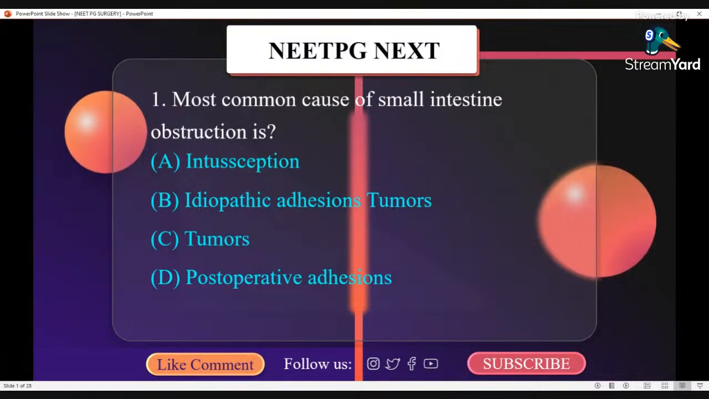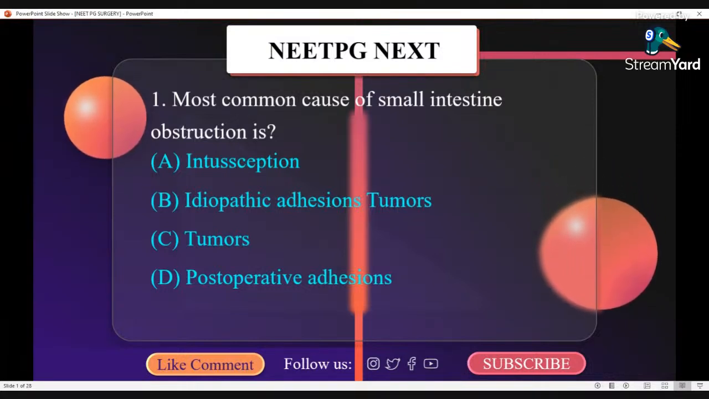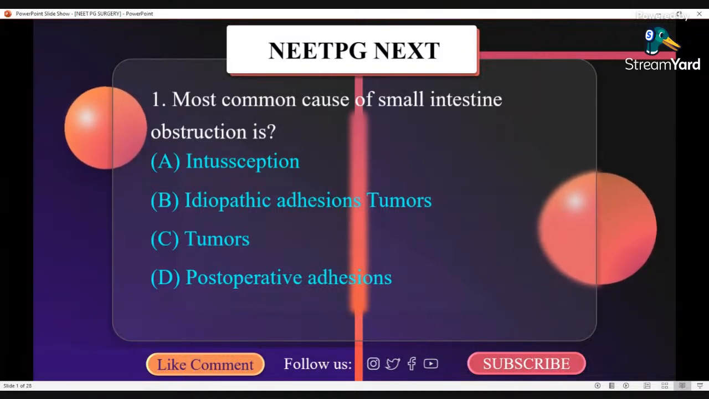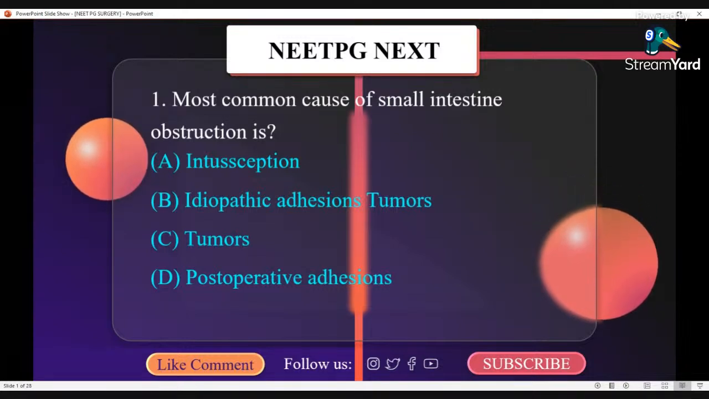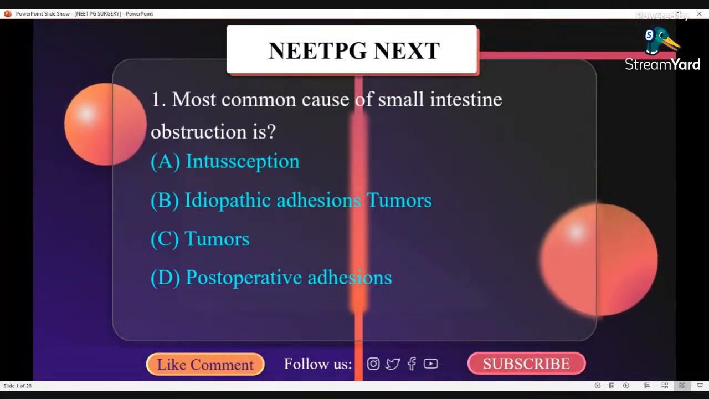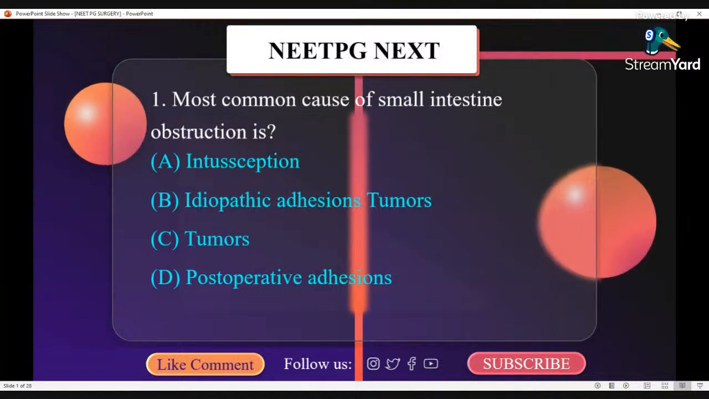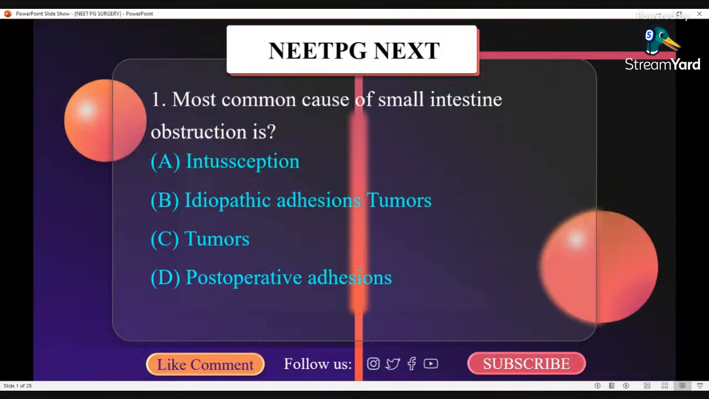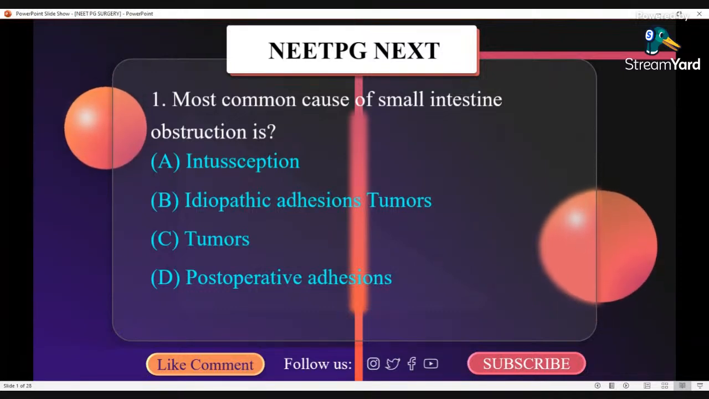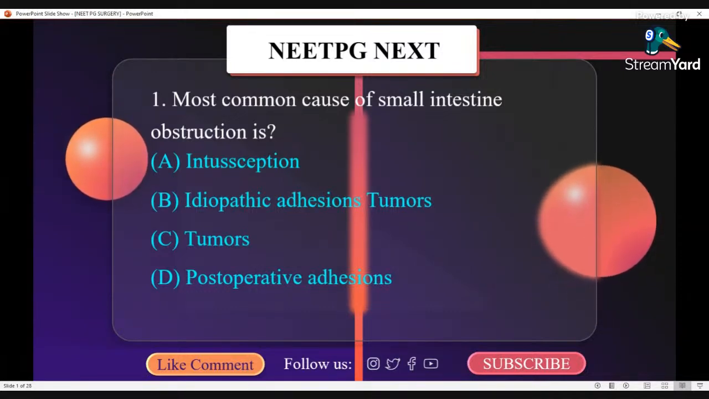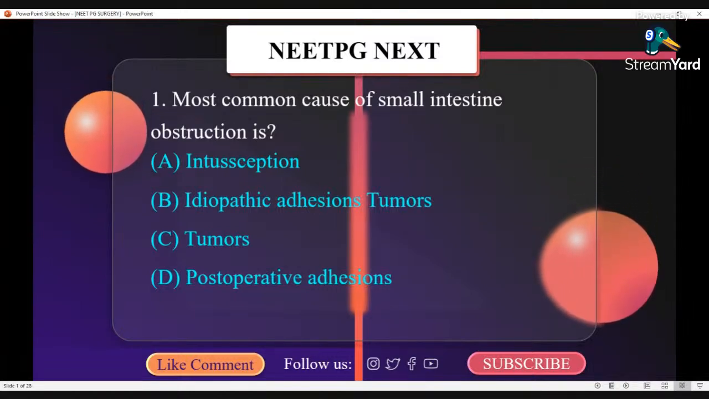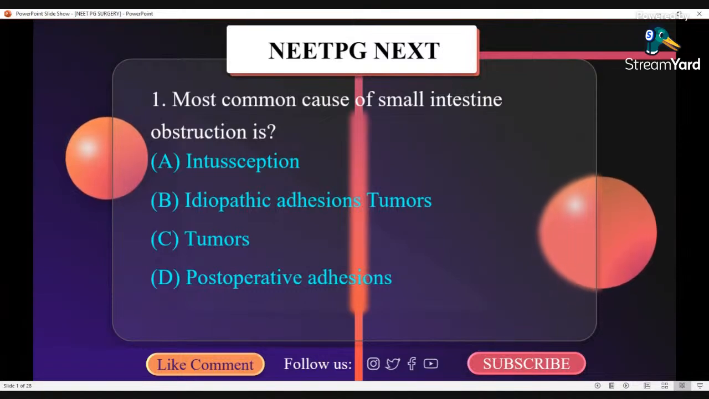The most common cause of small bowel obstruction, that is, small intestinal obstruction, is post surgical adhesions. The most common cause of intestinal obstruction in adults is intestinal adhesions, bands of fibrous tissue in the abdominal cavity that can form either after abdominal or pelvic surgery. In children, the most common cause of intestinal obstruction is telescoping of intestines, that is intussusception.